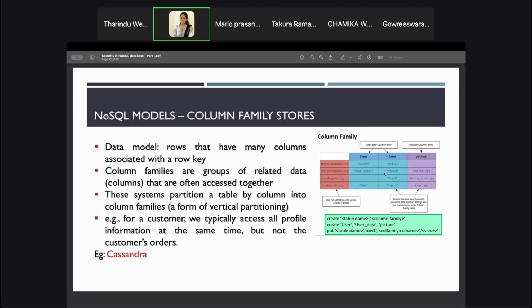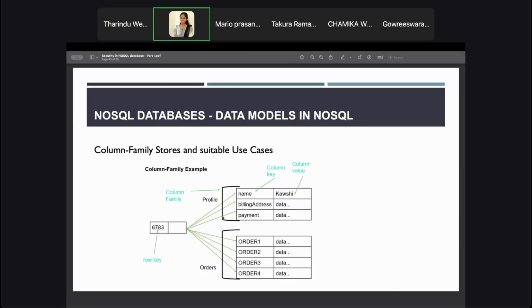For example, the Cassandra database works according to this column family data model. So if you see this one, for example, you might need all the profile information, name, billing address, payment details. All these details can be stored as a single column family. And all the order details can be stored as another column family. Likewise, you can group them and store them in a needed place for frequent access.